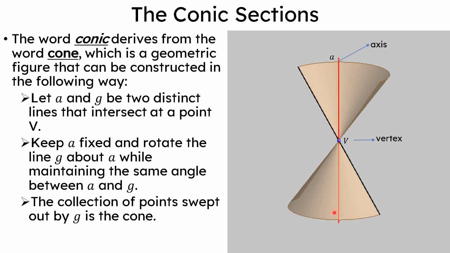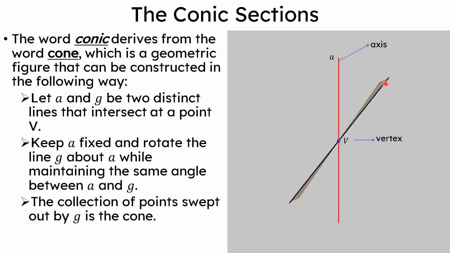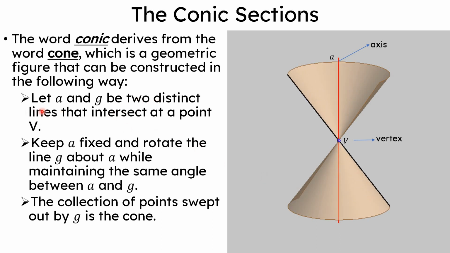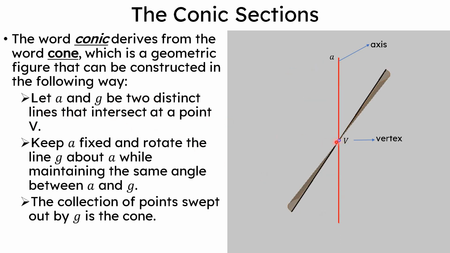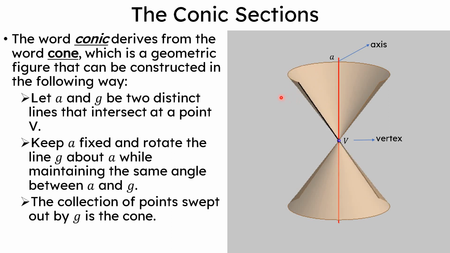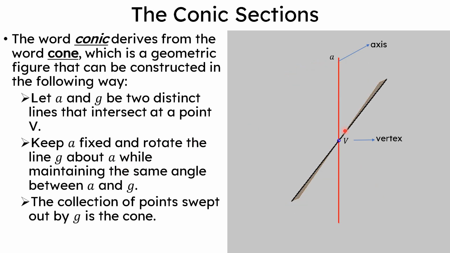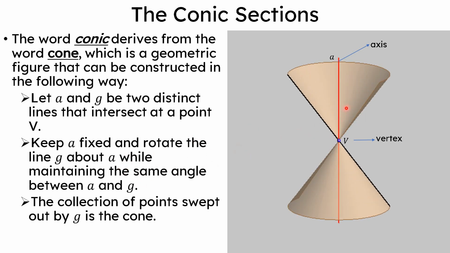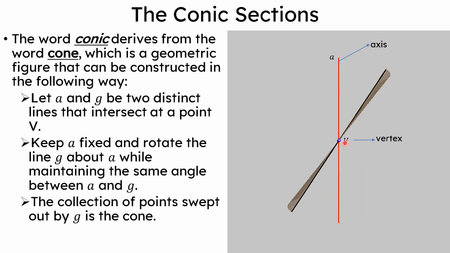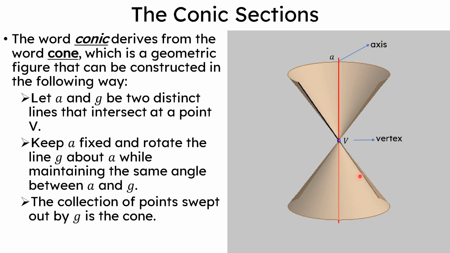Let A, this one here, and G, this line here, be two distinct lines that intersect at a point P. So, ito yung black line is G, while this one is A. Keep A fixed, kaya hindi siya gumagalaw, and rotate the line G, kaya umiikot yung line G dito, about A while maintaining the same angle between A and G. Yeah, it's the same angle. So, this collection of points swept about by G would be the cone. This one here and this one here. So, we technically have two cones.